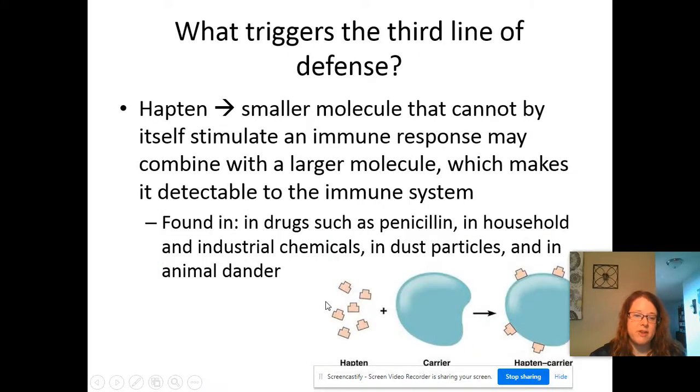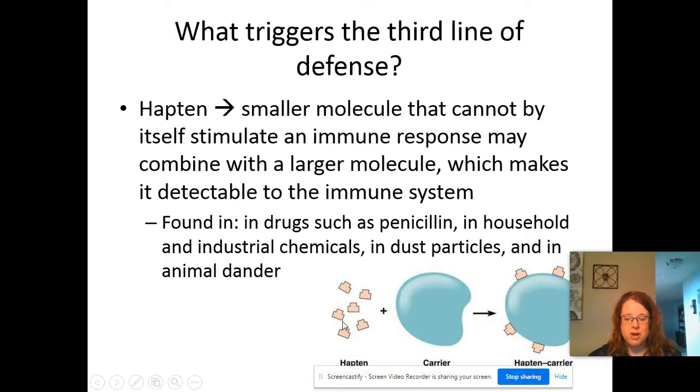Okay, so then you have haptens. A hapten is a smaller molecule that cannot by itself stimulate an immune response, but may combine with a larger molecule, which makes it detectable to the immune system. This is found in drugs such as penicillin, household and industrial chemicals, dust particles, and animal dander. So haptens aren't necessarily pathogens. They're different hazardous chemicals that can enter your body, and when they enter your body, they become known as a hapten. Our body can sense these haptens as something that should not be there, and it can attack with the appropriate response.